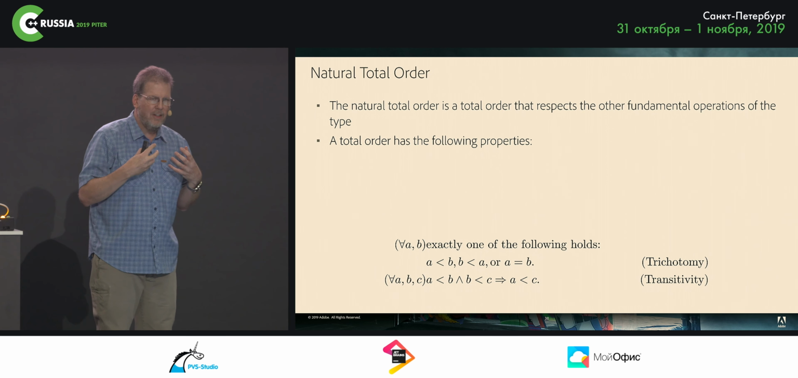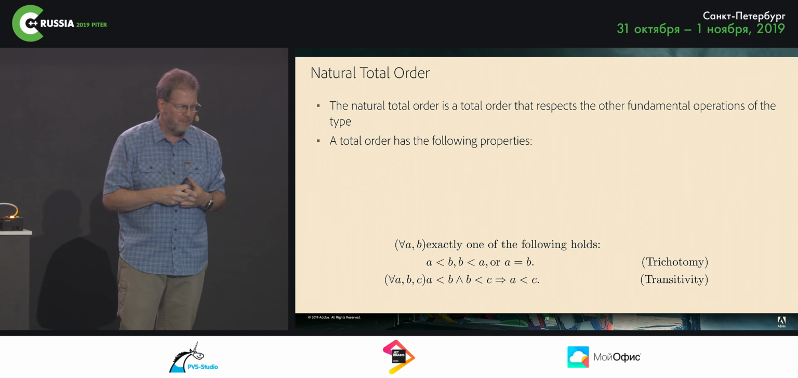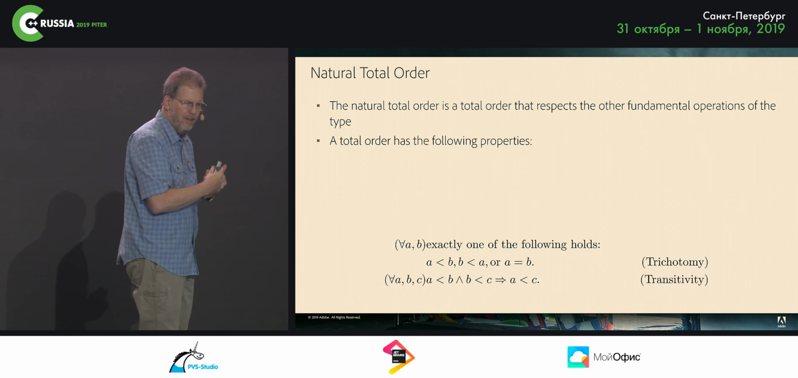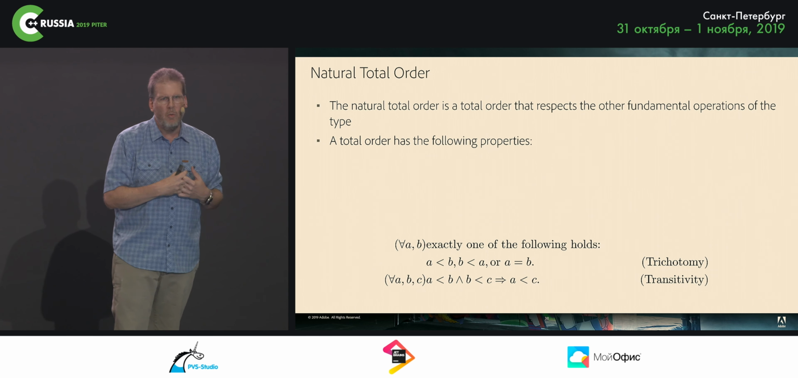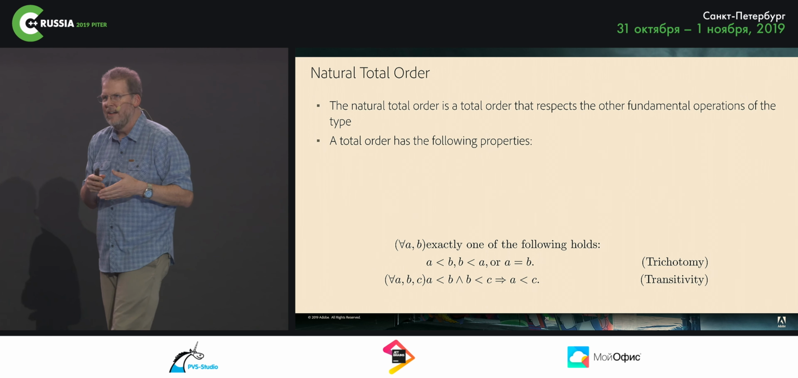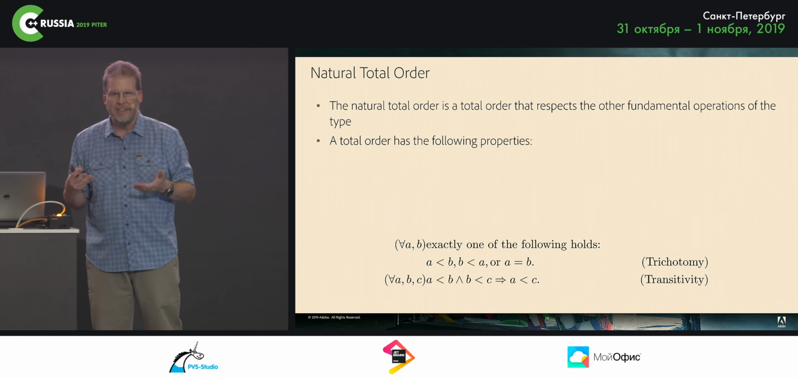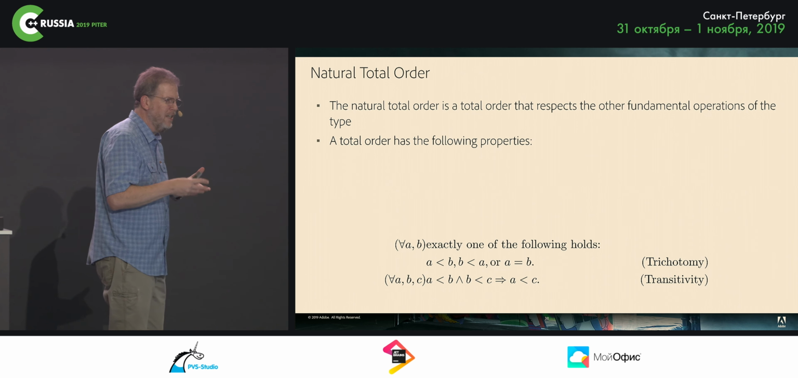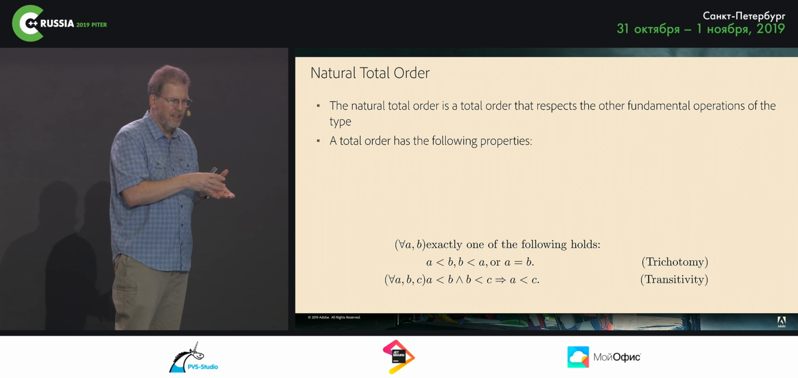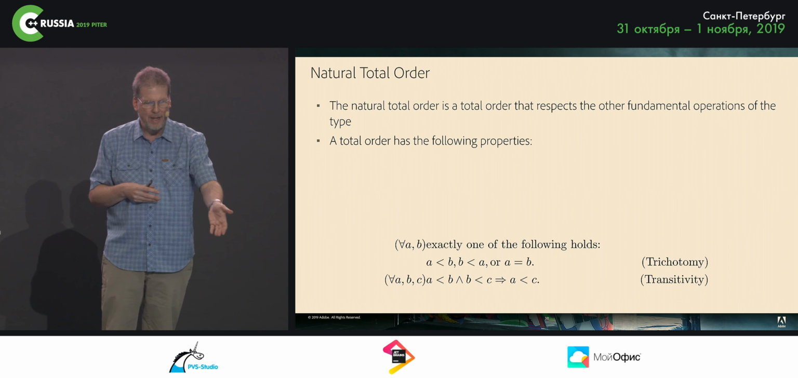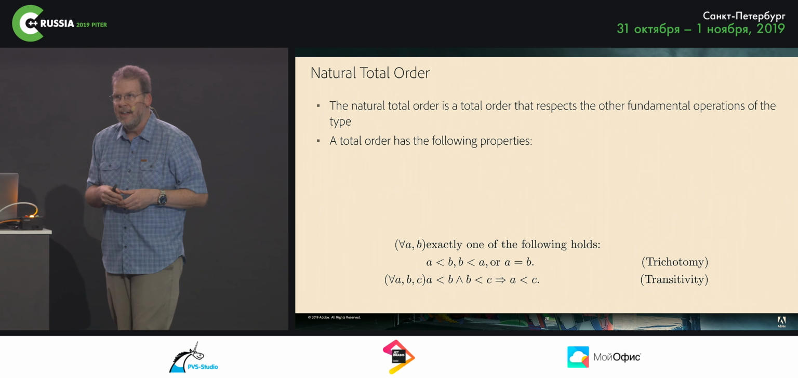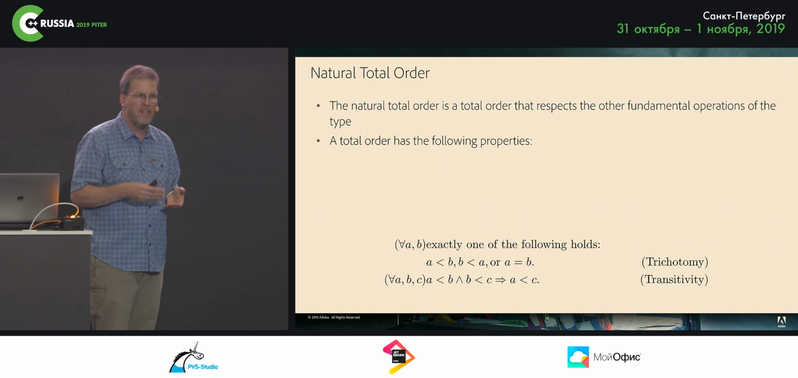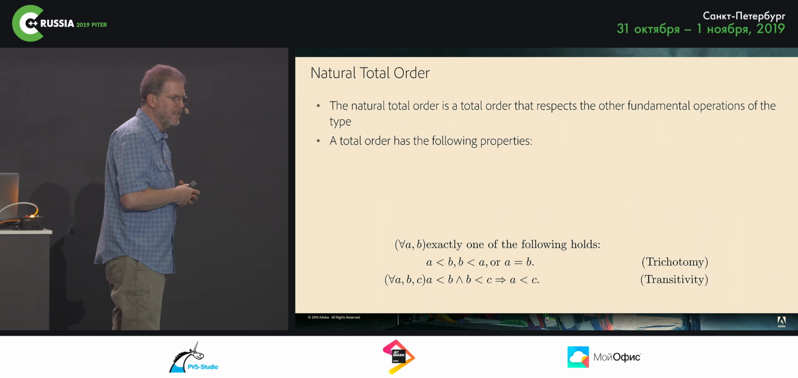So we can talk about the natural total ordering of things. The natural total order is a total order that respects the other fundamental operations on a type. Right? Why don't we have less than defined for complex types in C++? You could certainly define a comparison that would satisfy all the requirements for less than, all of the axioms, meaning it would obey the trichotomy law and the transitivity law. You could just do a lexicographical compare of the bits that represent it, and you would get a less than ordering that would satisfy that.